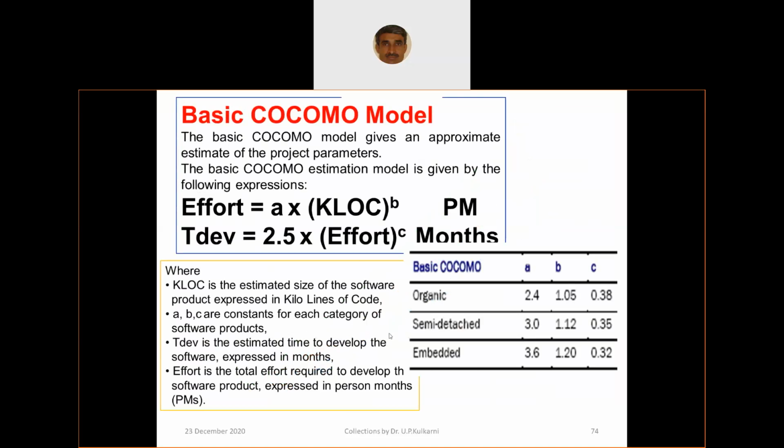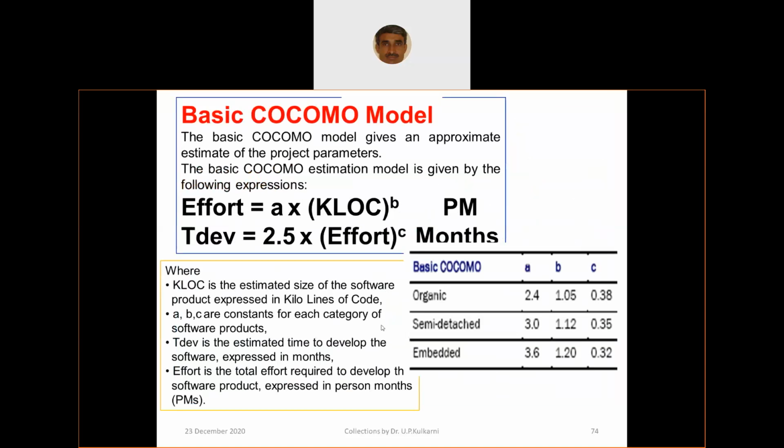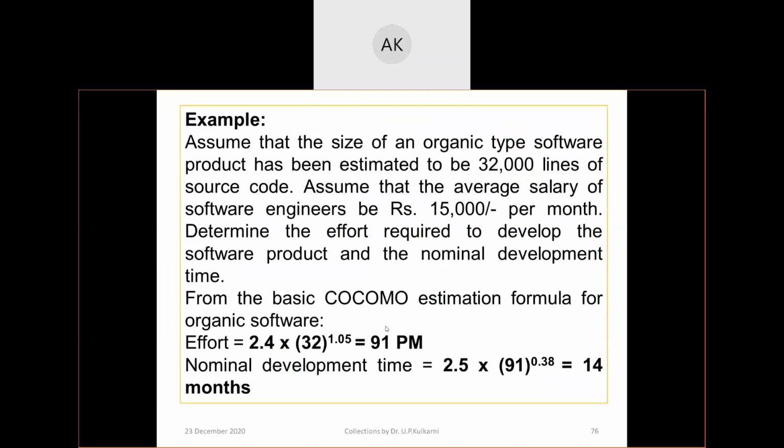This unit is PM, please remember, person month. Then the nominal development time is again an equation: 2.5 into 91 raised to 0.38, which equals 14 months. This 91 is person months, 91 total person months. It is not 91 people. There are more number of people, all of these are counted there.